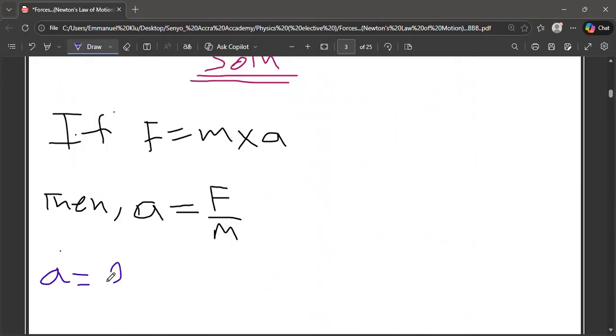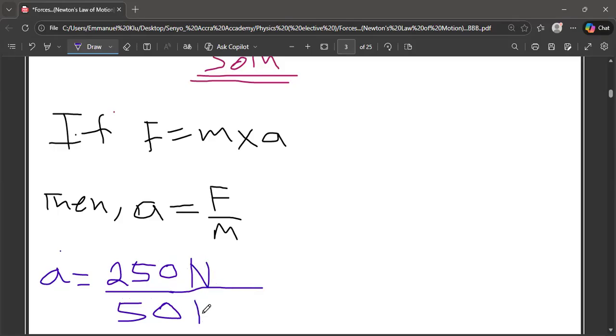The force is 250. And then the mass is what? 50 kg. So this is Newton and this is kg. At the end of the day, your answer is going to be what? This zero will cancel this zero. 5 will go into 25 five times. You realize that your answer is going to be left with meters per second squared.